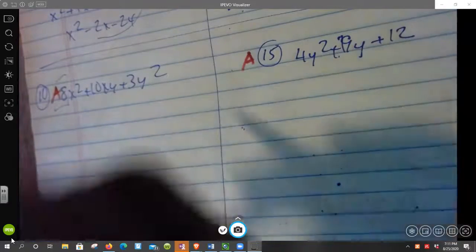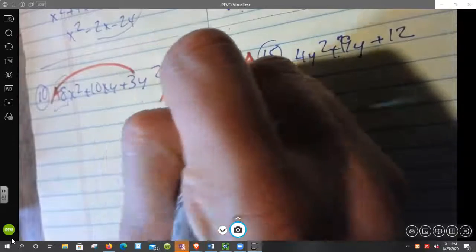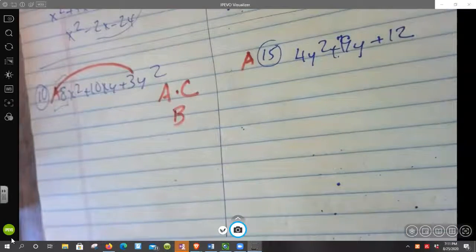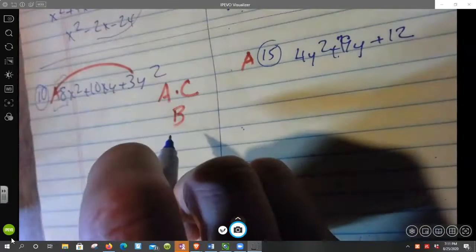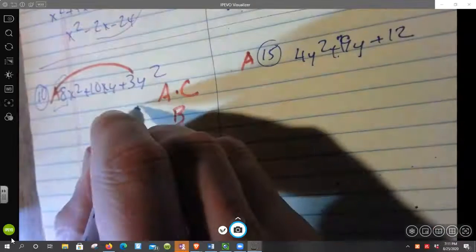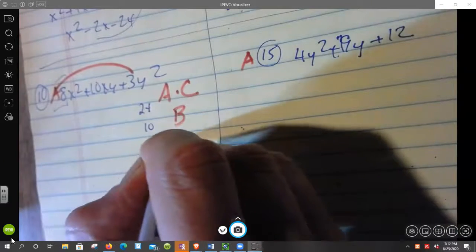So what we do is we multiply a times c. We're looking for two numbers that multiply to a times c and add to b. Now, if we can't find numbers that do that, then it's not factorable. It's called prime. So we're looking for numbers that multiply to 24 and add to 10. Well, that's going to be a positive 6 and a positive 4.